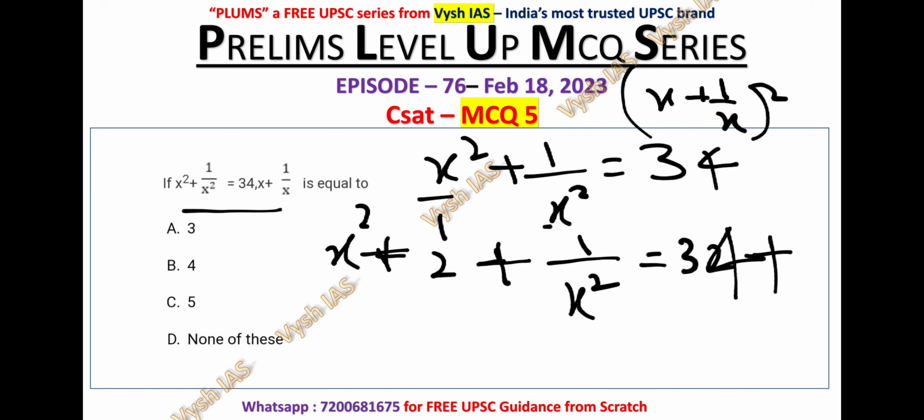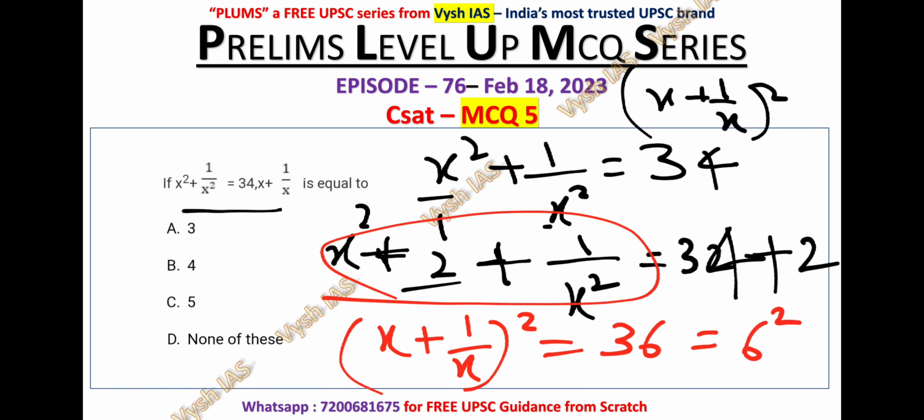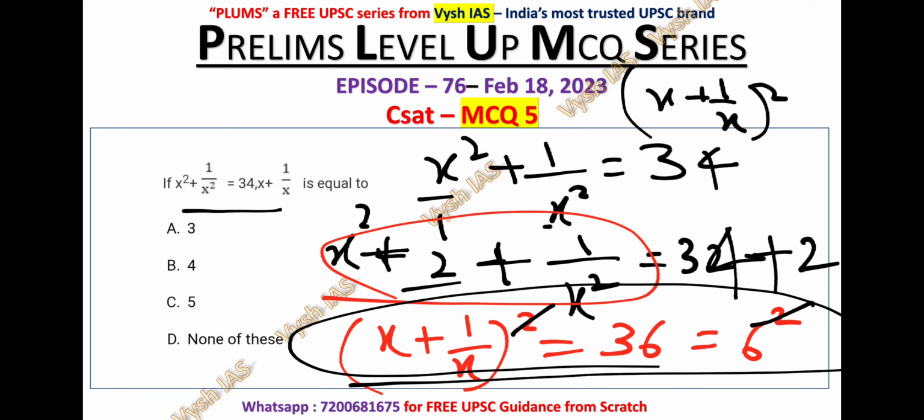Okay. Here in the LHS side you have added 2. In the RHS side also you have to add 2. As this 2 and this 2 get cancelled, I have added 2 in the RHS side also, because I have added 2 in the LHS side. So this will become x plus 1 by x whole square. In order to make this a perfect square, I have added 2 in the LHS side, is equal to 36. So this 36 is nothing but 6 square. Okay. So this square and this square get cancelled on both the LHS and RHS. So x plus 1 by x value will become 6.